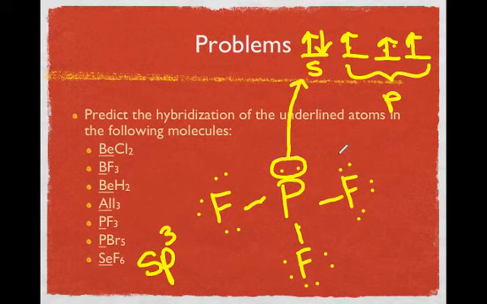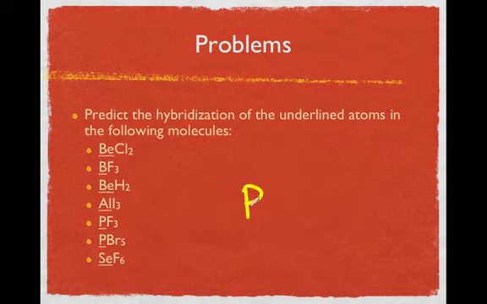Okay, the next one's PBr5. So phosphorus we said had 5, but we have 5 bromines. That means it's kind of like that AsF6, where bromine's going to bond to each of these.